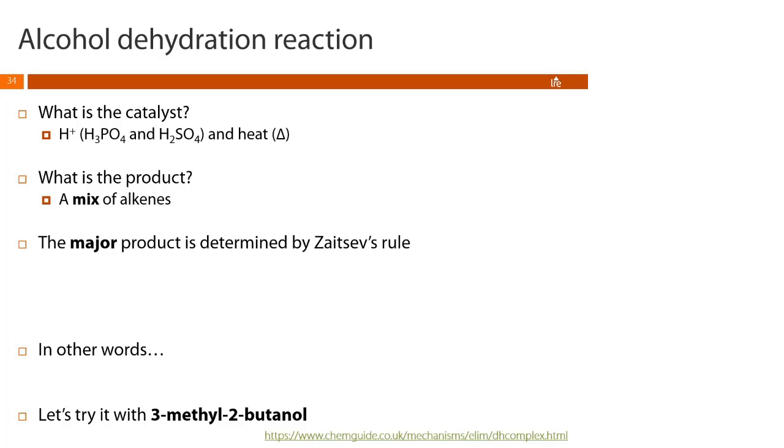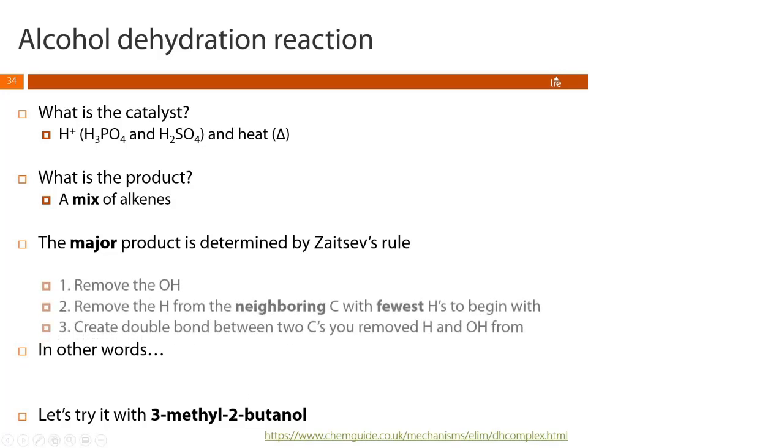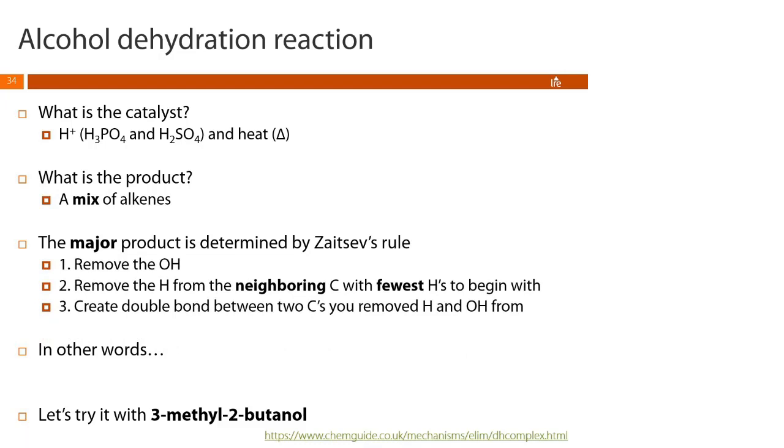So Zaitsev's rule works like this. So we're going to start by removing the OH. Then we're going to remove the H from the neighboring carbon with the fewest hydrogens to begin with. And then we're going to create a double bond between the two carbons that we removed an H from and an OH from. And we're obviously going to put that H and OH together to form water. So you can remember this rule kind of the opposite of how you remember Markovnikov's rule. In this reaction, the poor gets poorer. So the carbon with the fewest hydrogens has got to lose one more.